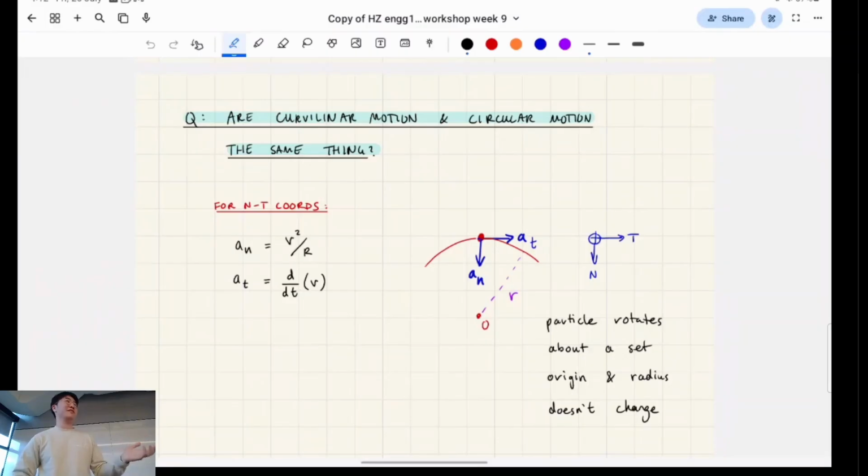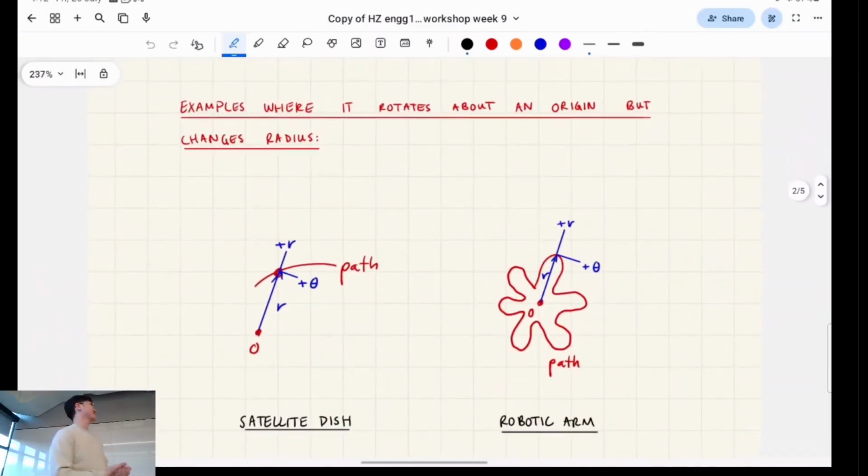I'll let you guys copy this down, but this isn't the critical part I'm getting to. This shouldn't be a surprise. These are the circular motion formulas, which I covered two workshops ago.